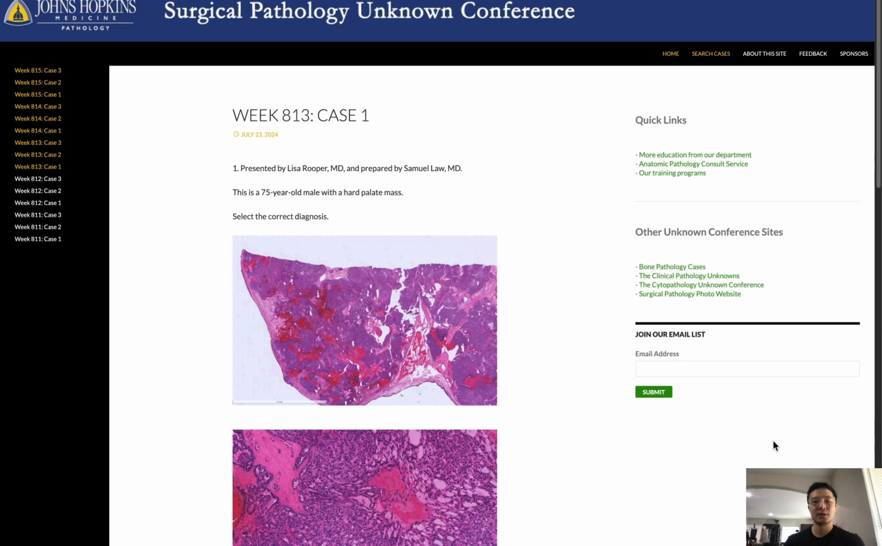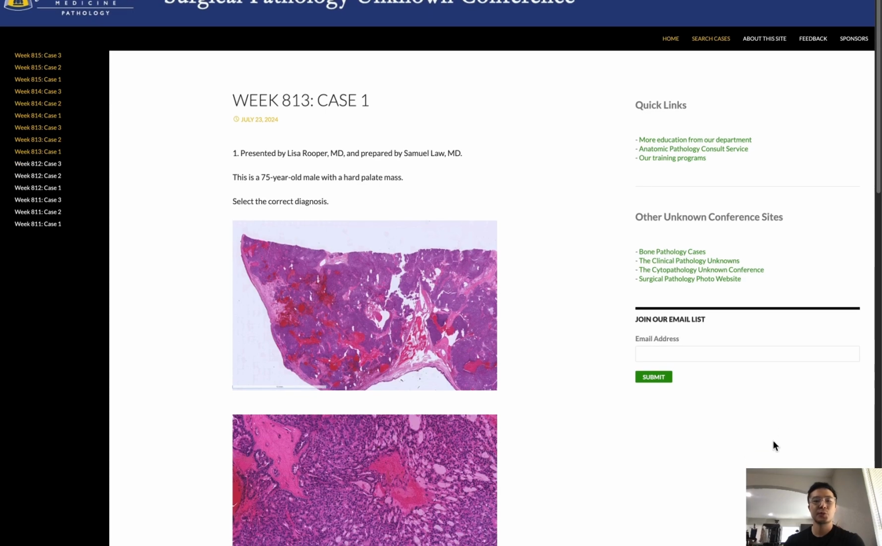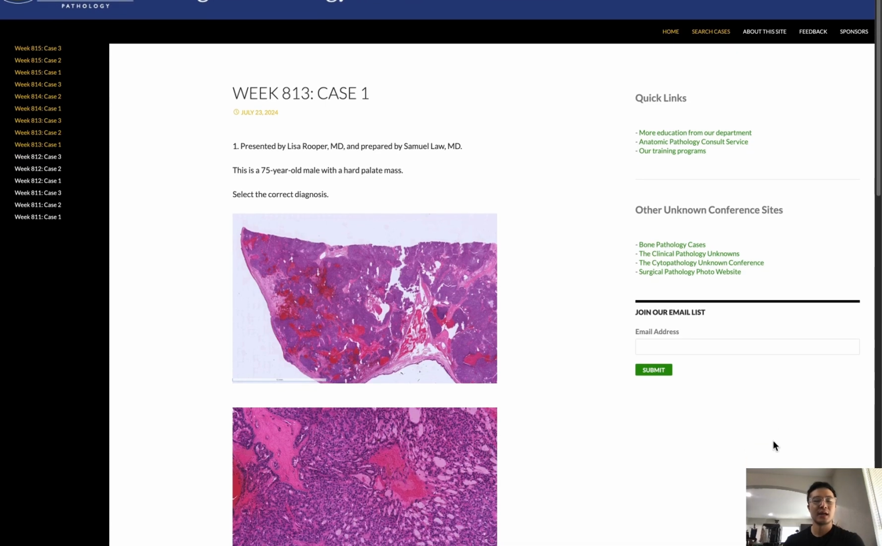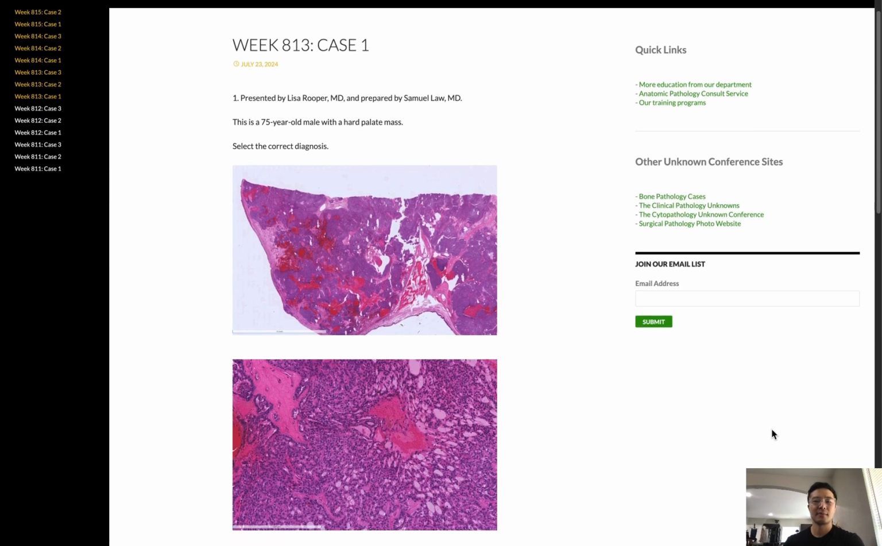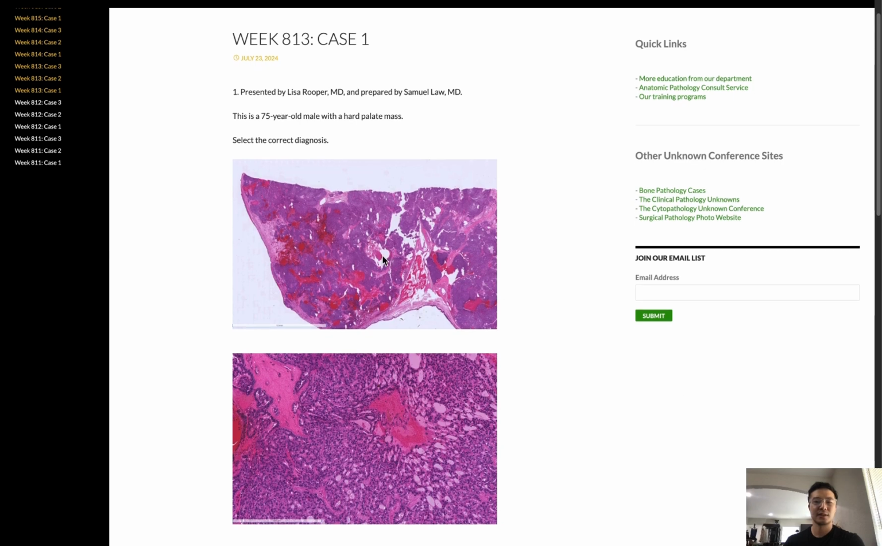Without further ado, today we're going to use the Johns Hopkins Pathology Surgical Pathology Unknown Conference. This is week 813, case 1, and it's a salivary gland mass. Thank you to Dr. Rupert and Dr. Samuel Law. This is a 75-year-old male with a hard palate mass. Select the correct diagnosis.